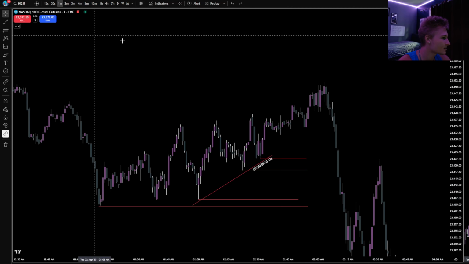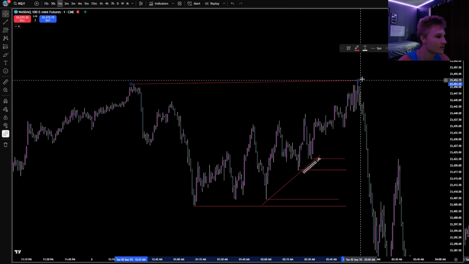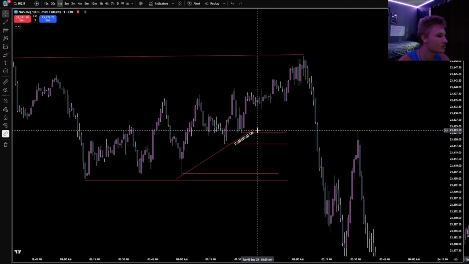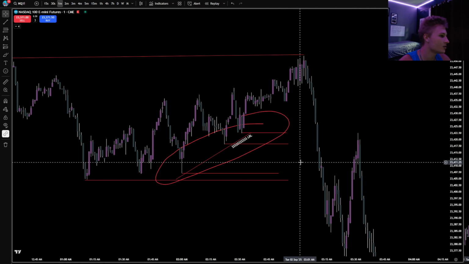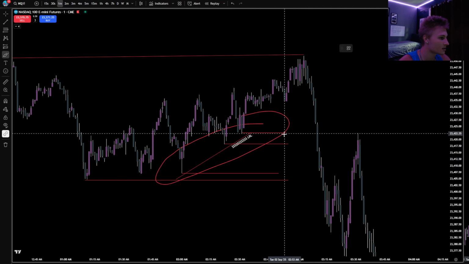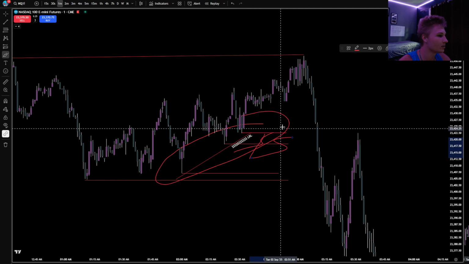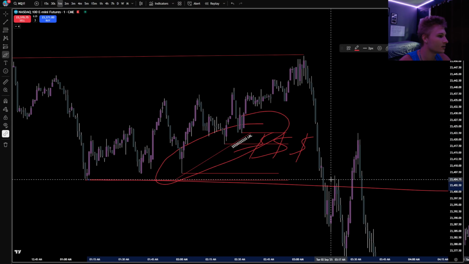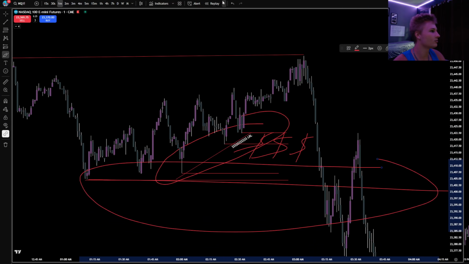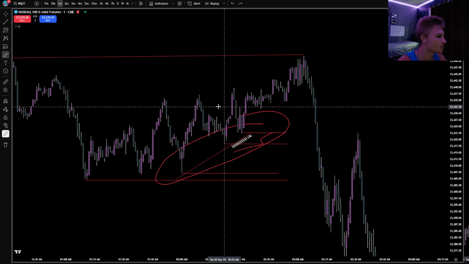So say you had some type of entry model here, say you had SMT or whatever, you can use this low resistance liquidity as a really nice target here, because you know that there's a ton of orders here, there's a ton of liquidity resting below. You can target liquidity as well as break even there, or just target the lowest low of the liquidity pool. Overall, that's basically how I use low resistance liquidity.